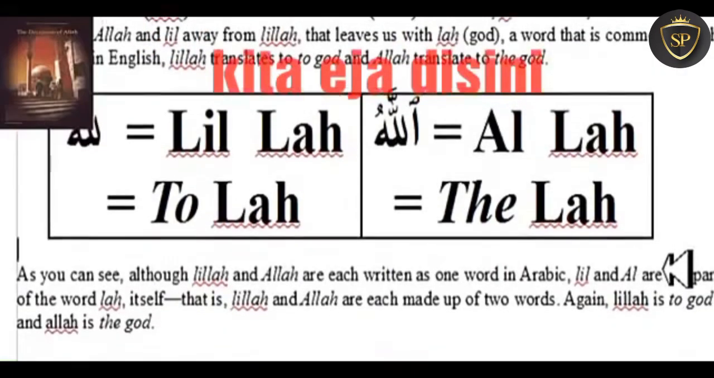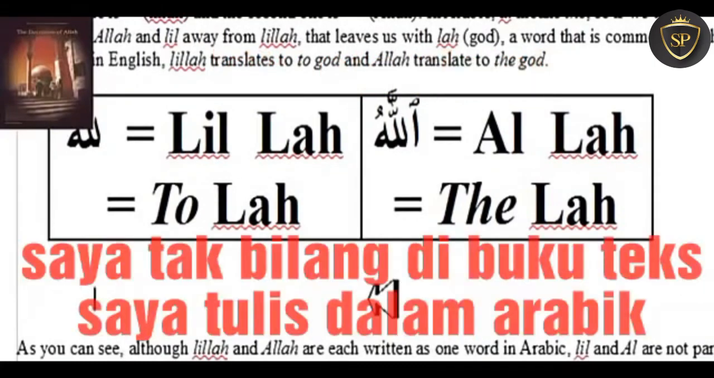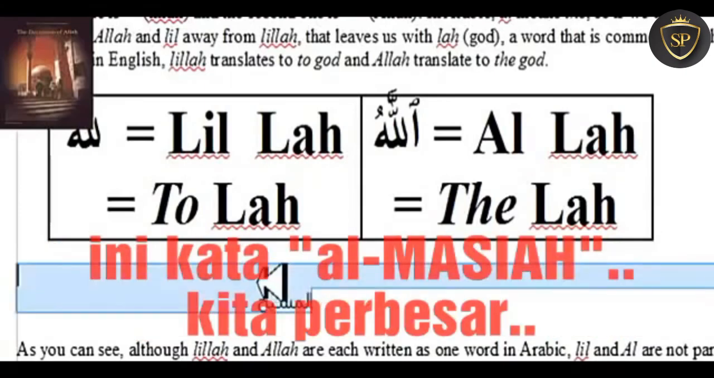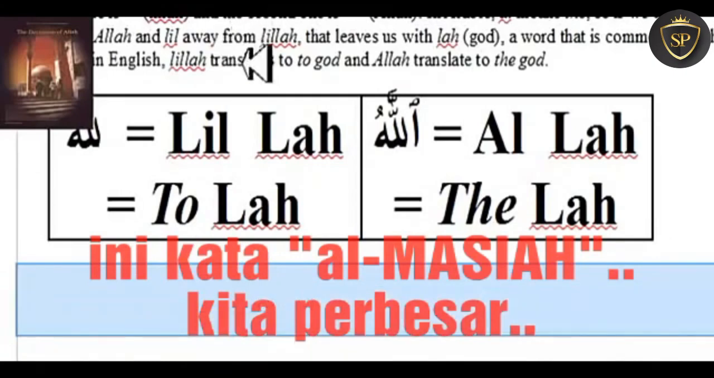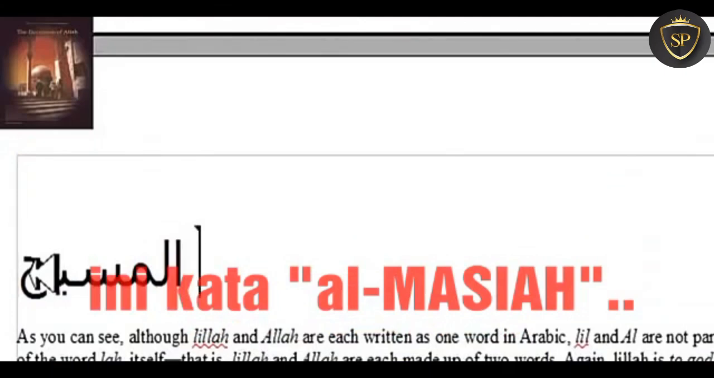The same if we go and see how we write the word al-Masih. I'm going to do it in here, but I will not save it in the book text. Okay, we will write in Arabic. This is the word al-Masih. Let us make it bigger. Here we go. This is the word al-Masih.